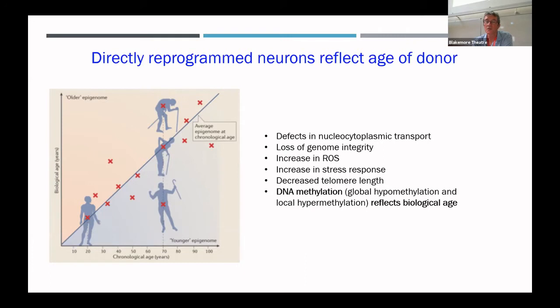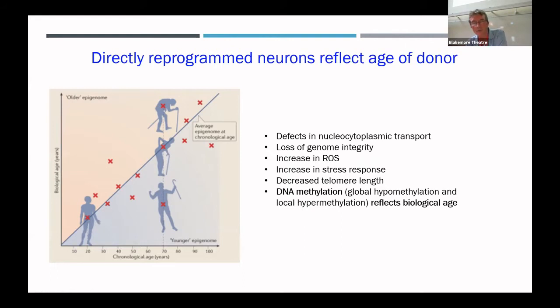The sort of things which they do find is a decrease in the transport between the cytoplasm and the nucleus. You get some loss of genome integrity, which is no doubt to do with the increase in reactive oxygen species and the DNA oxidation that's happening, increases in stress response manifest in the mitochondria, decreased telomere length, and changes in DNA methylation. One note on DNA methylation, this is great.